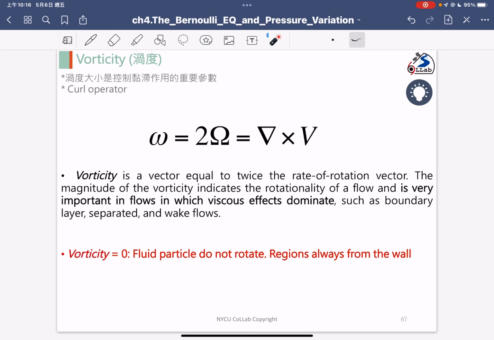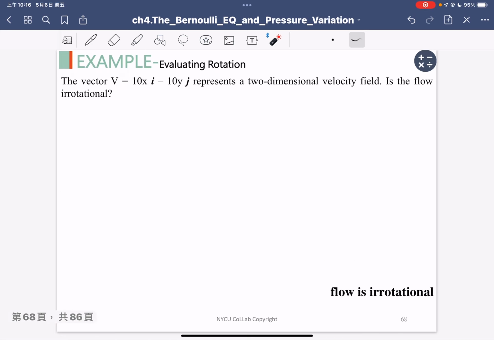Okay, so the 2 important ideas: if the vorticity is equal to 0, you can conclude that the fluid particle does not rotate. And the second, sometimes you focus on the regions far from the wall. Okay, so we have an exercise. How can we apply the vorticity calculations to comment whether the fluid is rotational or not?